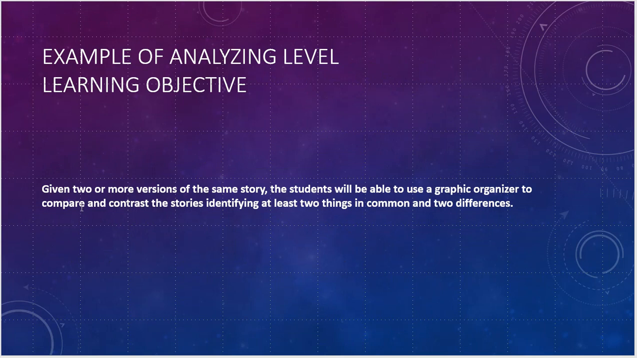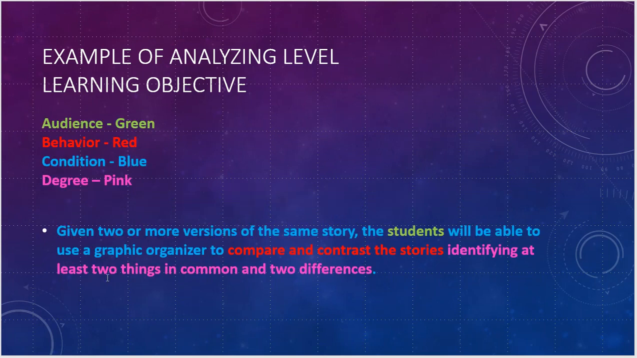So here would be an example. Given 2 or more versions of the same story, the students will be able to use a graphic organizer to compare and contrast the stories, identifying at least 2 things in common and 2 differences. So what's that look like? So we have the students. They're going to compare and contrast the stories. They're going to be given 2 or more versions of the same story and use a graphic organizer. And they're going to identify at least 2 things in common and 2 differences.